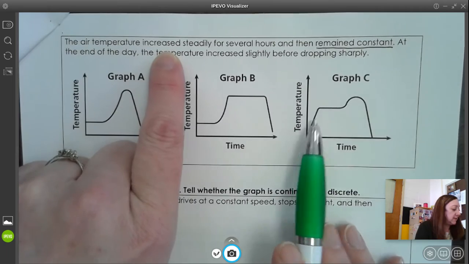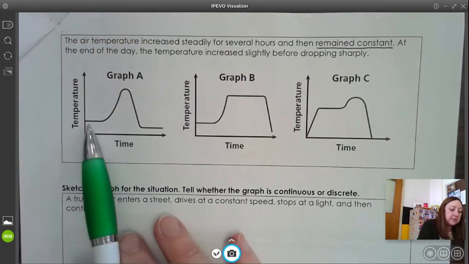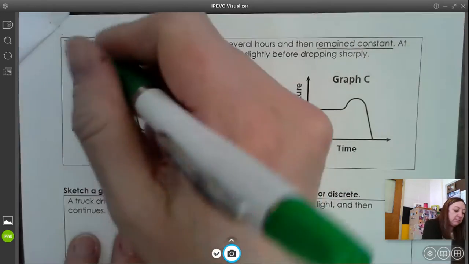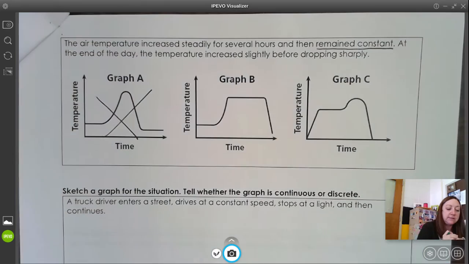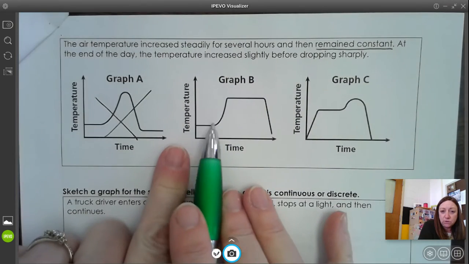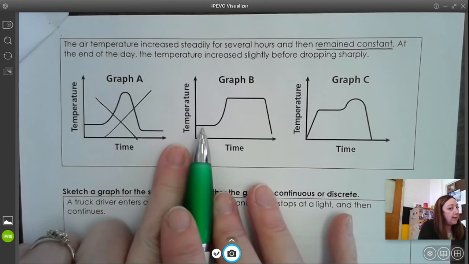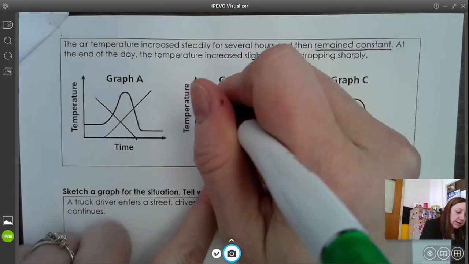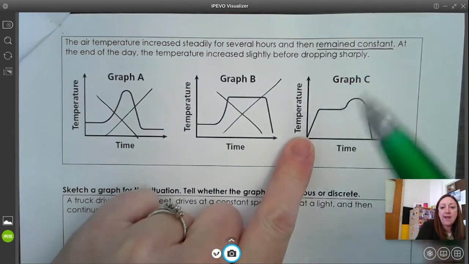So at first, it's increasing. Does this one show increasing right away? No, it shows it remaining constant right away. Does this one show that it's increasing right away? Nope, it shows that it's remaining constant. So it's going to have to be this one.